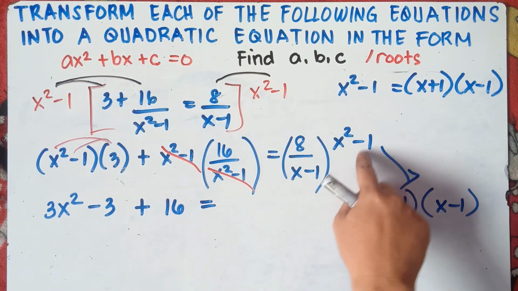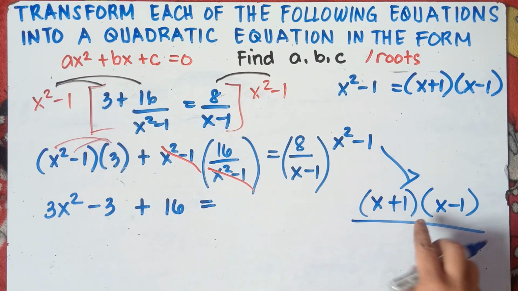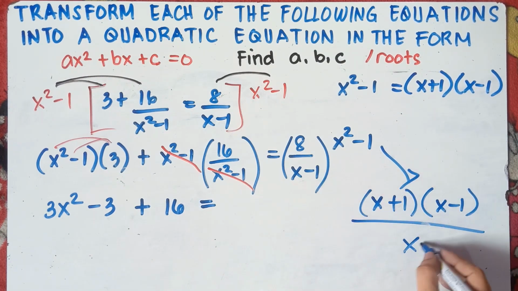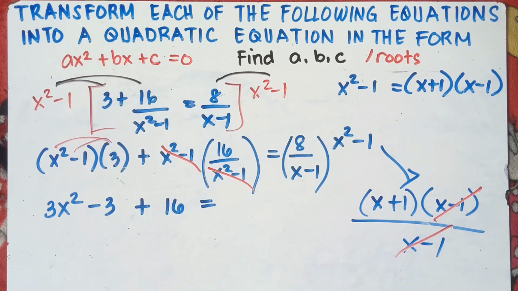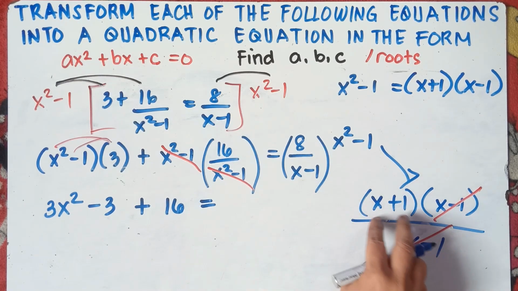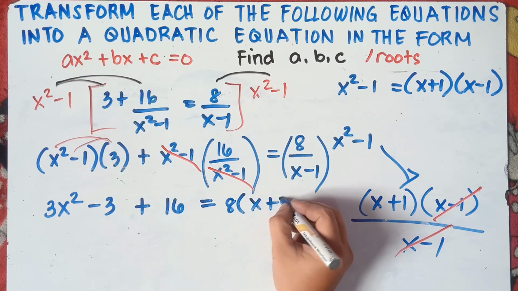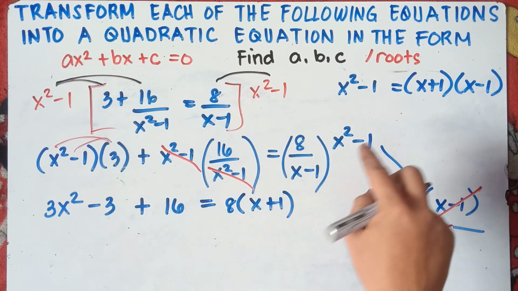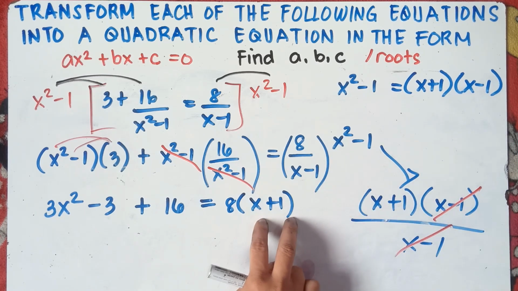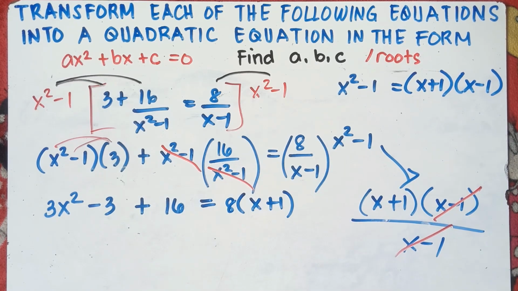So we divide x squared minus 1. So this is our x squared minus 1 divided by x minus 1. So we can cancel this out. So the remaining, class, will be x plus 1. So 8 times x plus 1. So x squared minus 1 divided by x minus 1, that would be x plus 1. The answer is x plus 1.